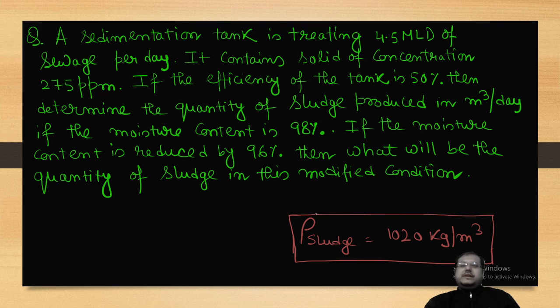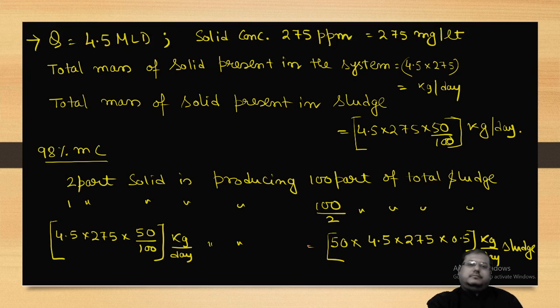Raw sludge is actually not given in the question. I'll tell you the story with the raw sludge. Let's see. Q is given as 4.5 MLD. Solid concentration is 275 ppm, 275 milligram per liter. The total mass of solid present in the system will be 4.5 into 275 kg per day. That's the total mass of solid present in the system.